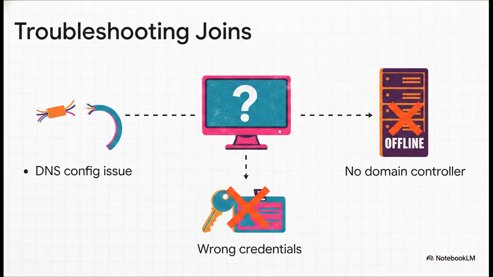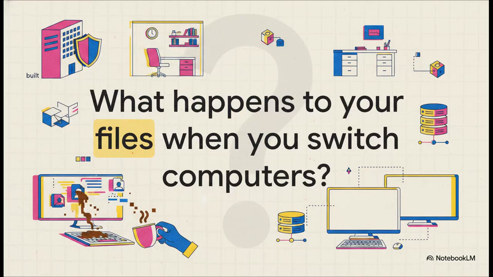Now, if a domain join fails, don't panic. Here's your handy troubleshooting checklist. 99% of the time, it's a DNS configuration issue. If DNS is wrong, the PC simply cannot find the domain controller to ask permission to join. Check your network cables, ensure the server is actually online, and finally, just double-check that you didn't typo the administrator credentials. So our building is built, secured, and furnished.